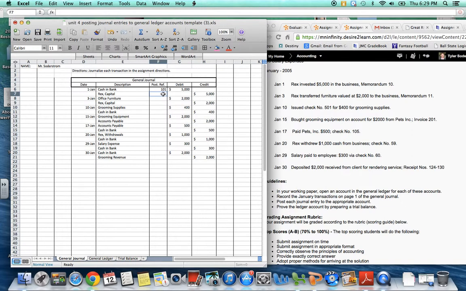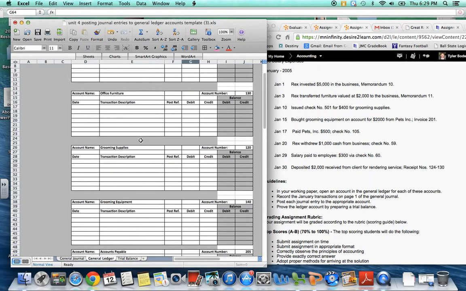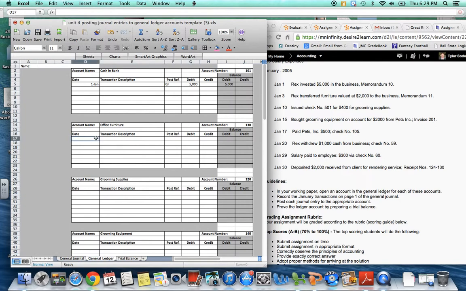Back in my general journal, fill in my post reference, and then go on. My next one that I need to post is on January 3rd, a $2,000 debit to Office Furniture. So I'll go to my ledger, find Office Furniture. This was on January 3rd. Post reference again, GJ. It's coming from the general journal. And I'm posting a $2,000 debit. I have no balance before this transaction, so a 0 balance plus a $2,000 debit equals $2,000 on the debit side.